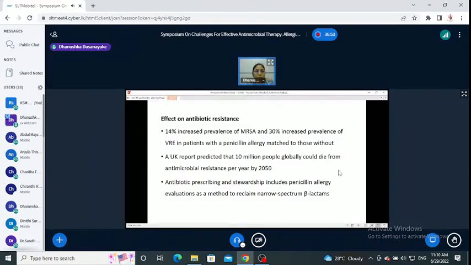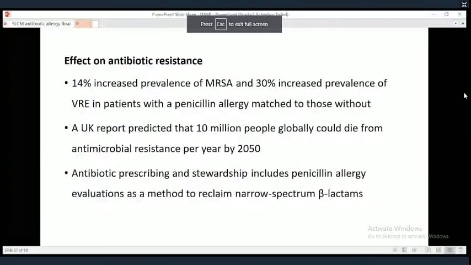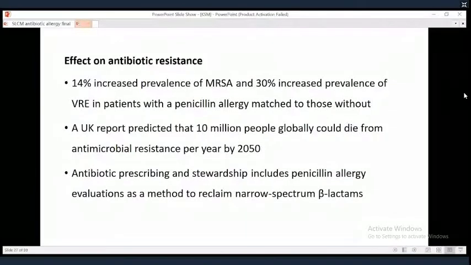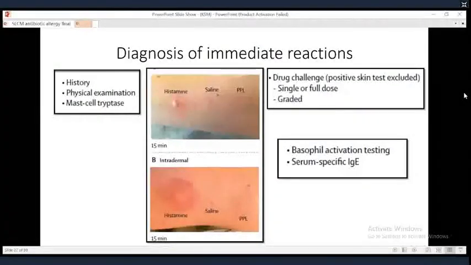So what is the effect on antibiotic resistance? There can be up to 14% increased prevalence of MRSA and 30% increased prevalence of vancomycin resistance in patients with penicillin allergy compared to those without. So we have to be very careful and look at these allergy labels properly, because there had been a UK report that predicted about 10 million people globally could die from antimicrobial resistance per year by 2050. That means we have to remove these false labels and continue to use the simple antibiotics wherever possible. Antibiotic prescribing and stewardship programs now include penicillin allergy evaluation as a method to reclaim narrow spectrum beta-lactam antibiotic use.